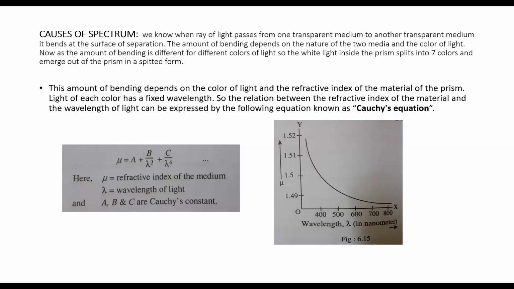From this equation, when lambda, the wavelength, increases, the refractive index decreases. If the wavelength of the red light is more than that of the violet light, then the refractive index of the red light will be less. This is shown in the graph. So the refractive index decreases with the increase of the wavelength, and it increases with the decrease of the wavelength.